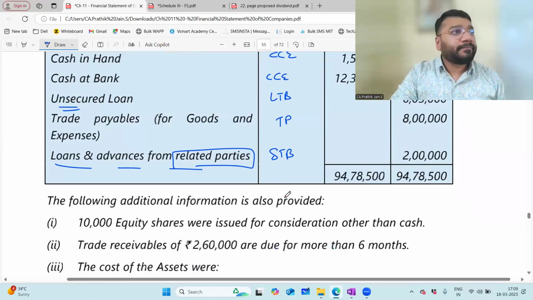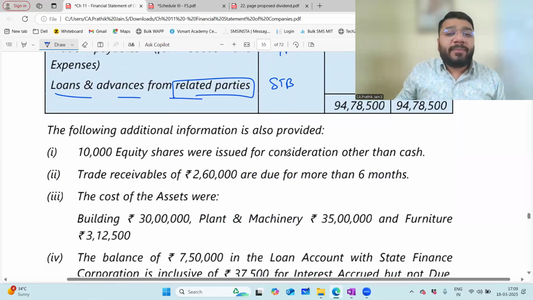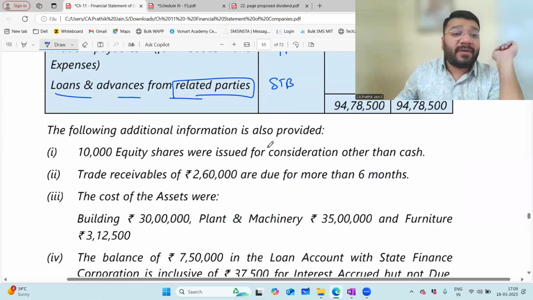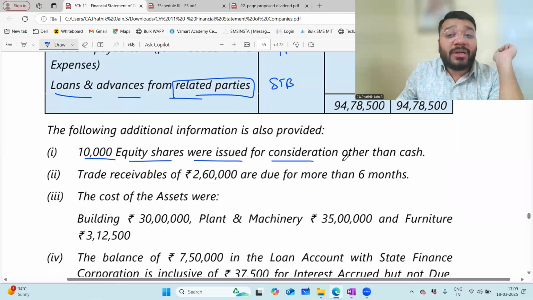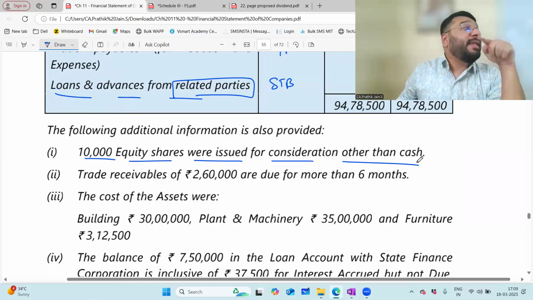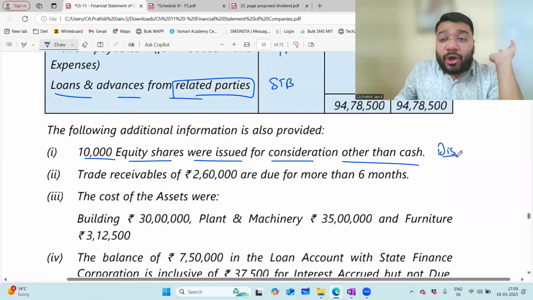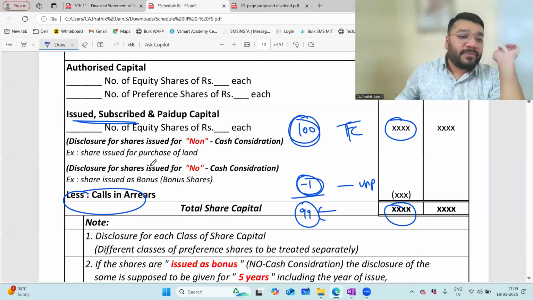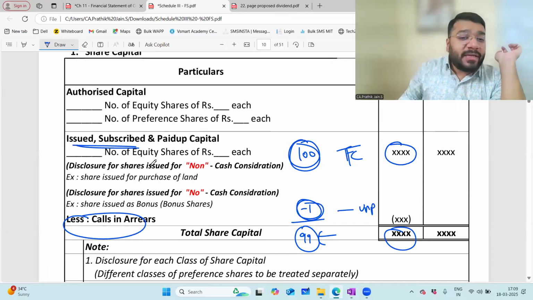Hari, what happened? Now, the following additional information is also provided. Now, we have to see what adjustments are given. The first point says that 10,000 equity shares were issued for consideration other than cash. Do we need to give any impact in the financial statement? Yes, in the form of disclosure. Where? Under notes to accounts, you have to give a disclosure.